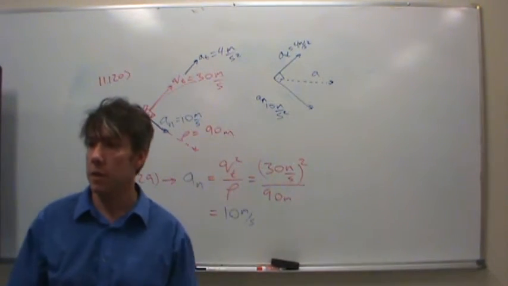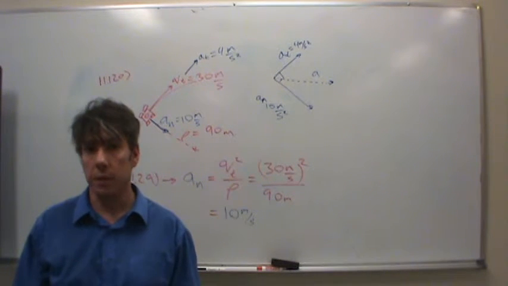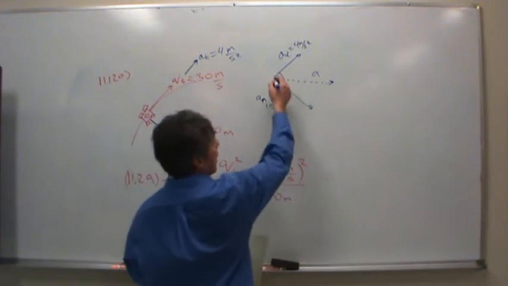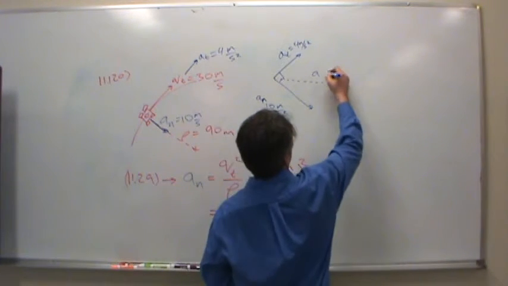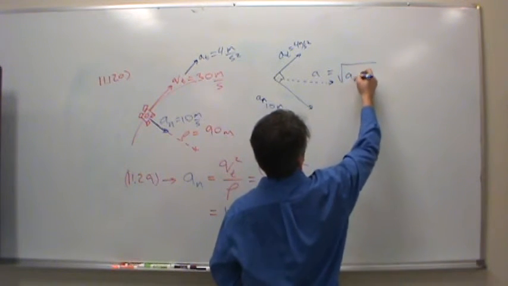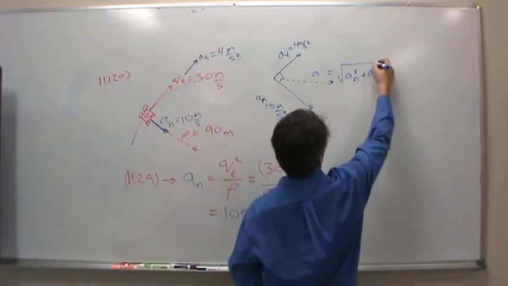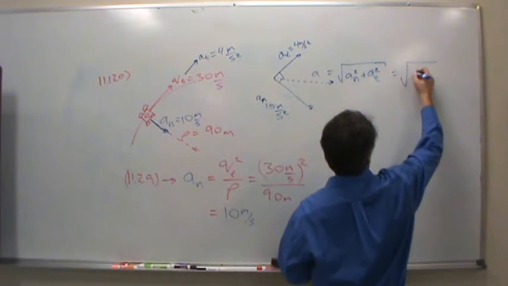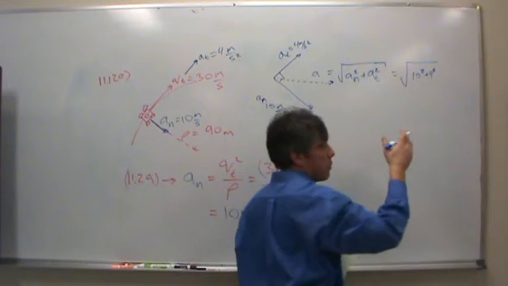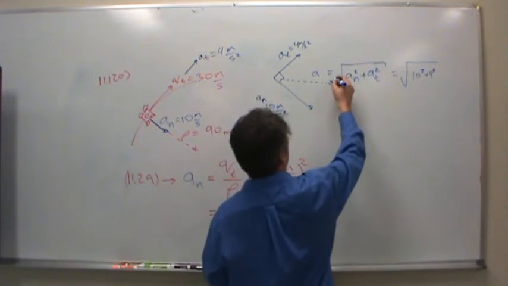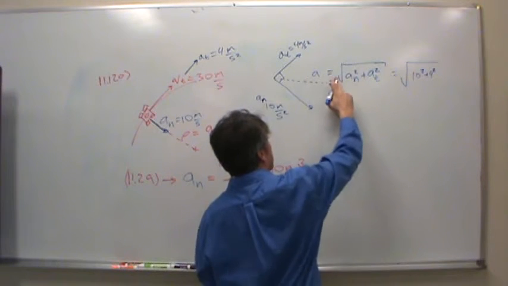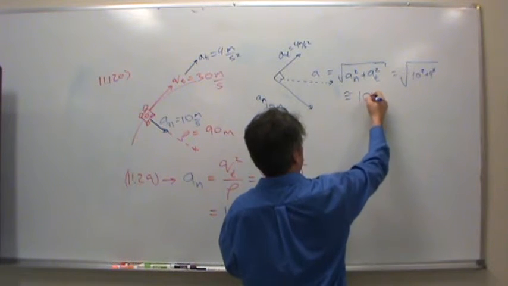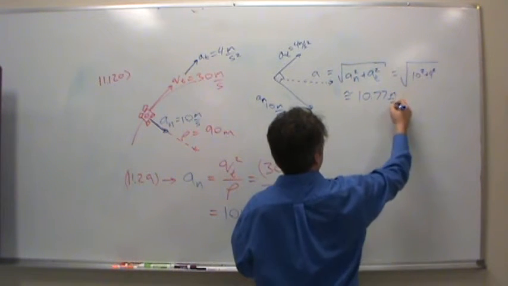Now, how do you add two vectors together when they're at right angles? Square root of the sum of the squares, right? So this is pretty straightforward. It's like calculating the hypotenuse of a triangle. So this would be equal to the square root of the normal acceleration squared plus the tangential acceleration squared. Okay, so when you do that, just plug in the numbers. The square root of 10 squared plus 4 squared, they have the same unit, so I'm not going to bother with that right now. That total acceleration then is equal to the square root of 116, which is about 10.77 meters per second squared.